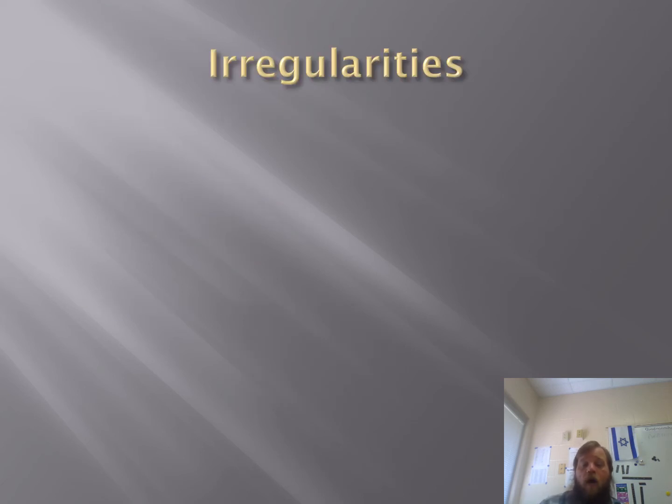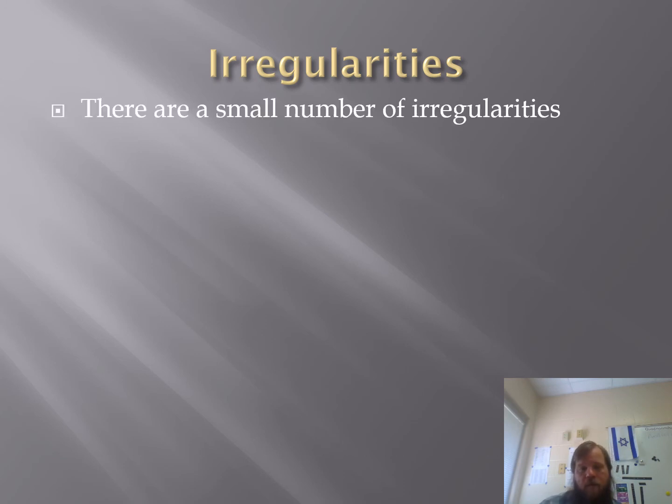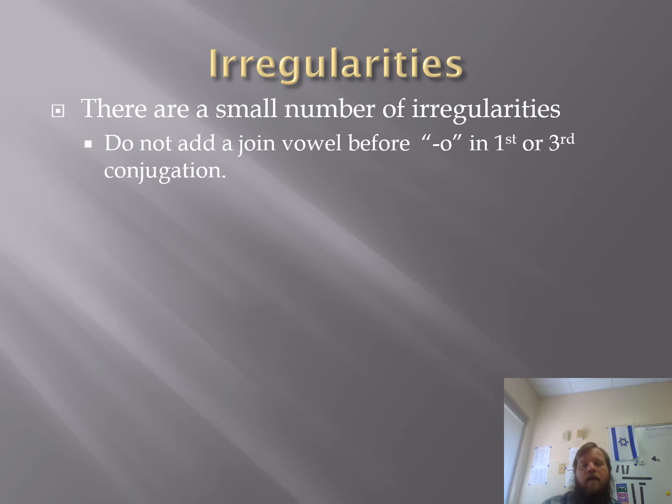Okay? One irregularity that you need to be aware of, and it's the only one there is, by the way. All right? You do not add a join vowel before the O in first or third conjugation. Now, that's mostly invisible if you remember that your first answer is always the first principal part. Okay? We'll see that in just a minute. All right? But the rule is no join vowel before O in first or third conjugation.